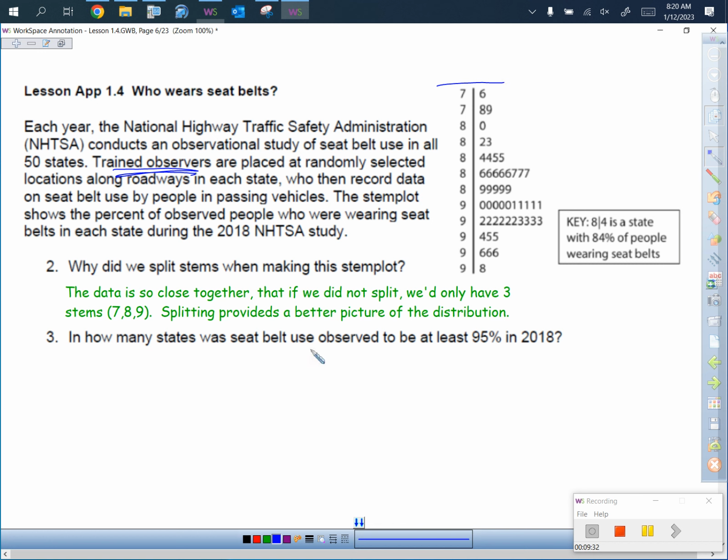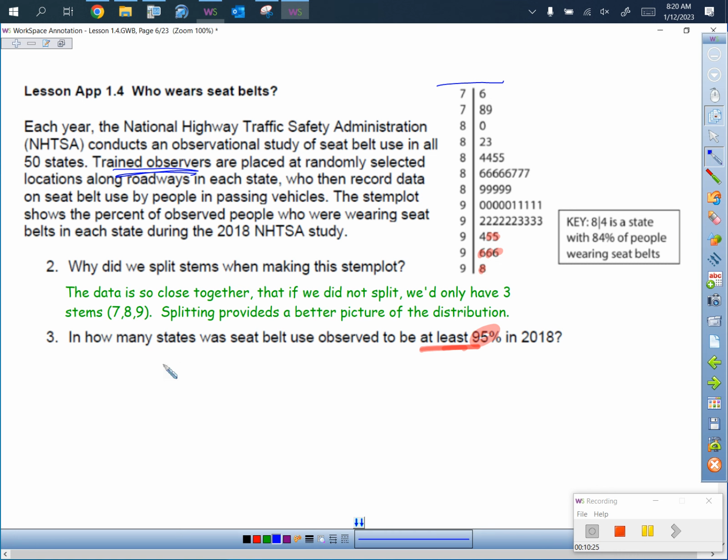In how many states was the seatbelt used by at least 95% of people in 2018? Well, first question is, does 95% count or not count when they say you've got to have at least 95%? Do you think it counts or doesn't count? It counts. If in my wallet I had at least $20, I could actually have exactly $20, because that's the least amount I could have. So at least 95 means we've got to count them all up. There's 1, 2, 3, 4, 5, and 6. There are 6 of them, right?